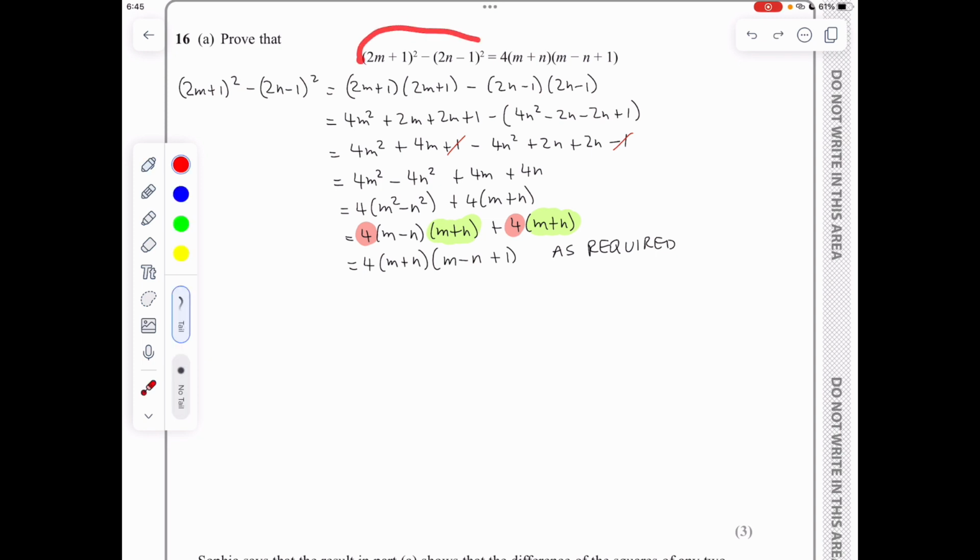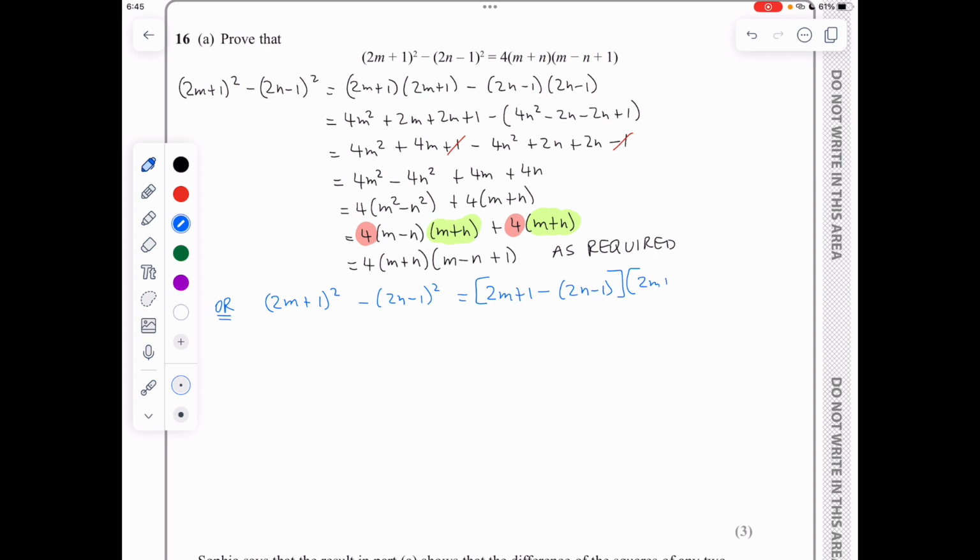Alternatively, we could notice that the original expression on the left hand side is the difference of two squares. So this is an alternative approach. We've got 2m plus 1 squared minus 2n minus 1 squared, which can be written as 2m plus 1 minus 2n minus 1. That's the first bracket, and the second bracket will be 2m plus 1 plus 2n minus 1. Notice that here the plus 1 with the minus 1 will cancel out, so I'm left with 2m plus 1 minus 2n plus 1 in the first bracket, bracket 2m plus 2n.